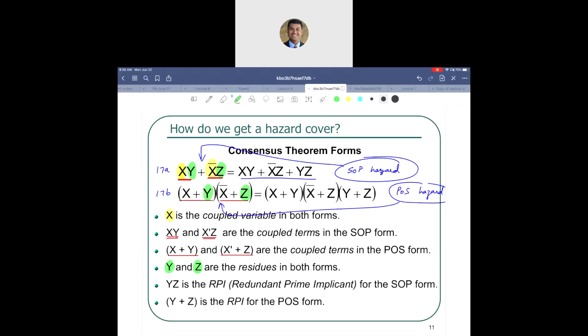What is the redundant prime implicant for SOP form? YZ, product of the residues, YZ. Y or Z is the RPI of POS form. So by ORing the RPI in the case of SOP and ANDing the RPI in the POS form, you will be able to fix the SOP or POS hazard. SOP hazard is also called the accidental 0. POS hazard is also called the accidental 1.